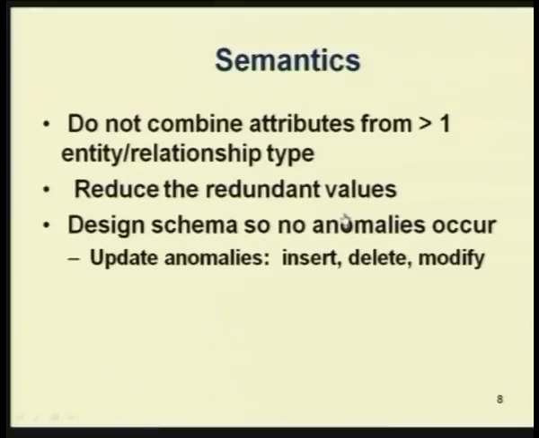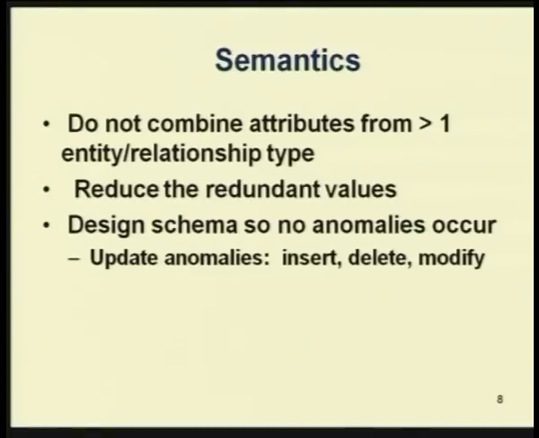Of course, we also want to reduce the redundant values, and now we are bringing in another criterion. The design schema should be such that there are no anomalies. There are different types of anomalies. We are now talking about update anomalies. Inside update anomalies, we have 3 types: insert anomaly, delete anomaly, and modify anomaly. We should not have any of these anomalies. So, when you talk about a design schema, you must check that these anomalies do not occur. With this basis, let us go into guideline 1.